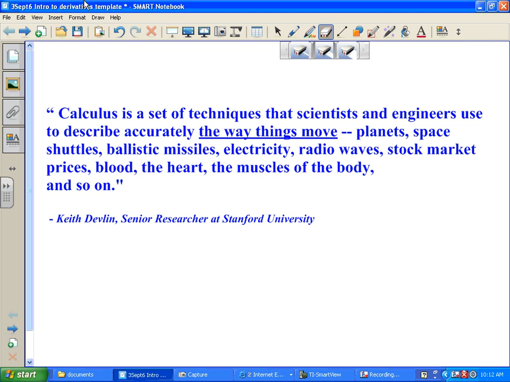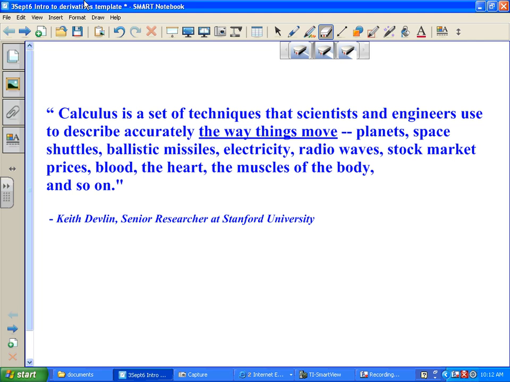Okay, so we're talking about rates of change. And I find this paragraph a really, really important way to explain why rates of change are important. Basically, calculus is a set of techniques to describe the way things move, whether it's planets, space shuttles, ballistic missiles, electricity, radio waves, stock market prices, blood. So it applies in so many different areas.